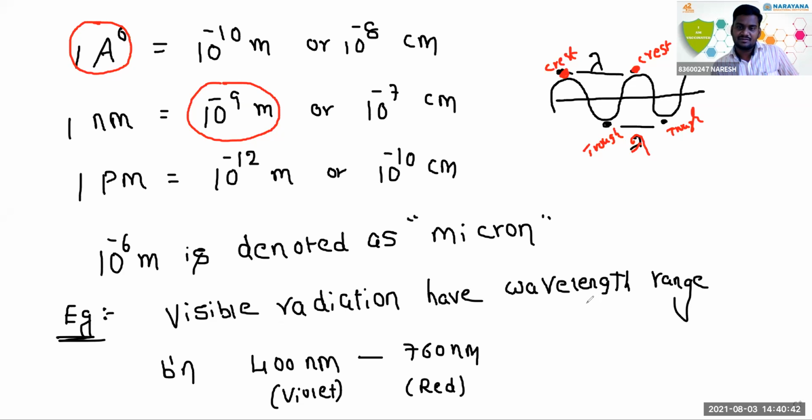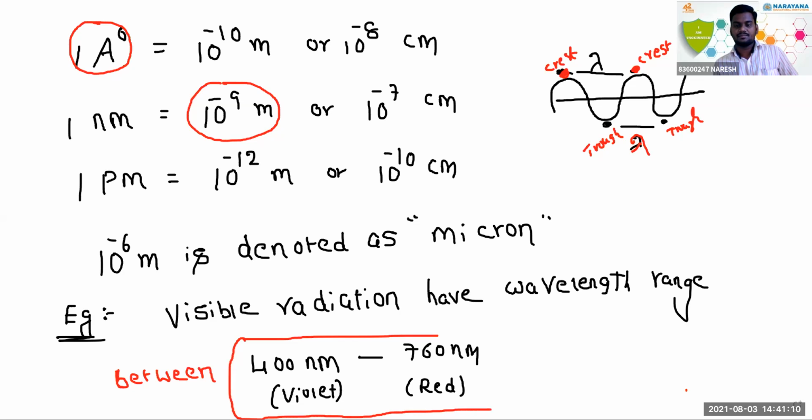The visible radiation has a wavelength range between 400 nanometer to 600 nanometer, which is violet to red. Violet to red. This is what.